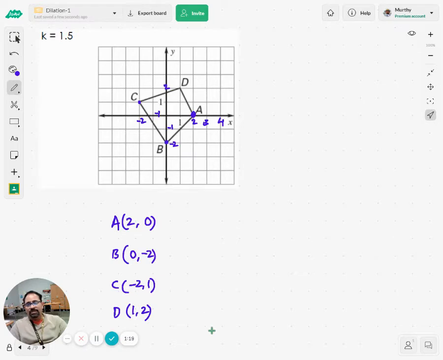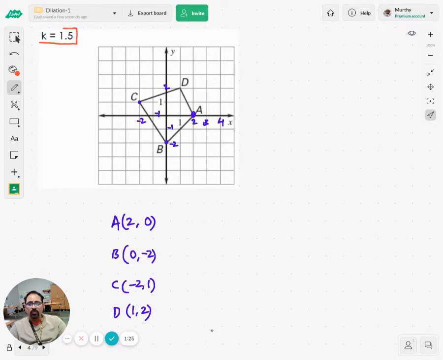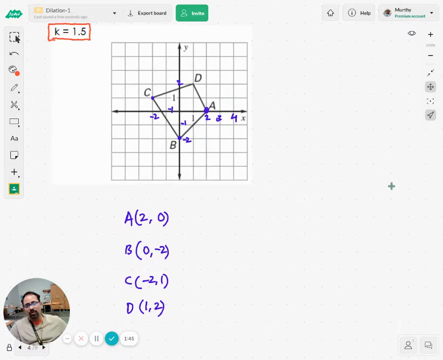Now, the scale factor is given as 1.5, so it's a decimal value. Is it an expansion or a reduction? If the scale factor is more than 1, then it is an expansion. Here I see that it is 1.5, so obviously it is greater than 1.